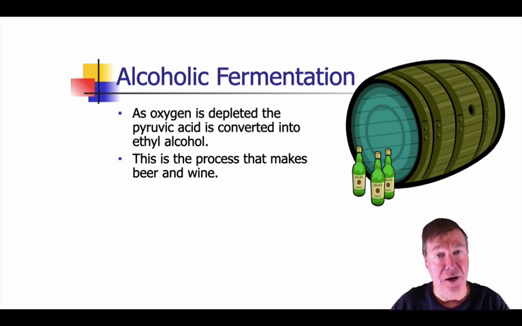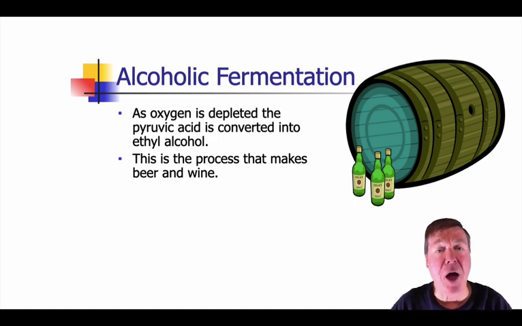The yeast, a living organism, goes through glycolysis. It produces the pyruvic acid, but there's no oxygen. So what does it do? It converts it into alcohol. Okay, and that's how we get wine.